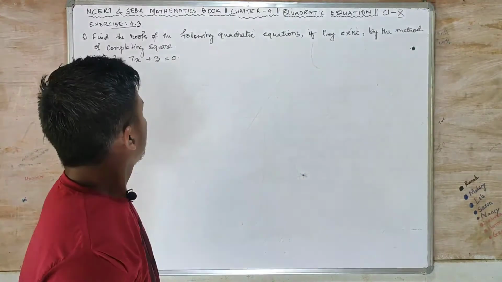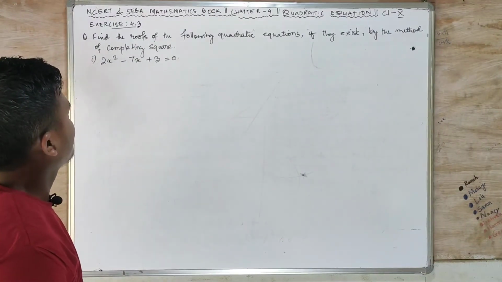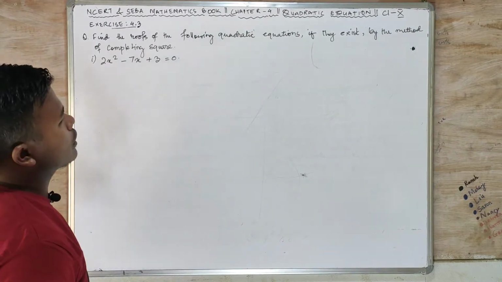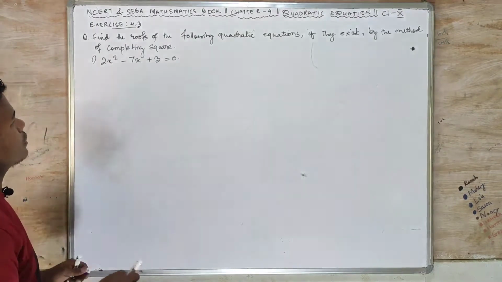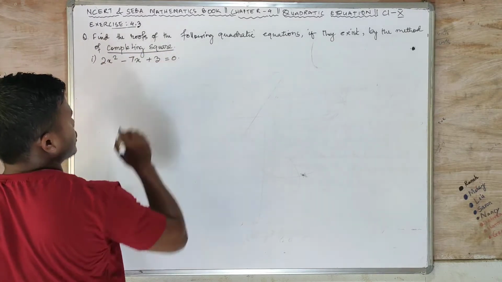In today's video I'll begin with exercise 4.3 of your maths book. In 4.3, the first question is: find the roots of the following quadratic equation, if they exist, by the method of completing the square. See, over here you will get completing square.